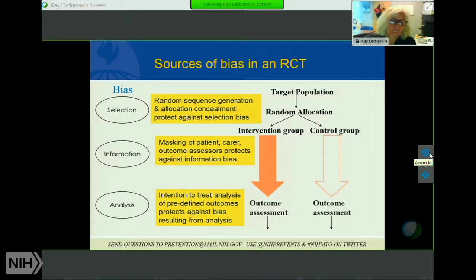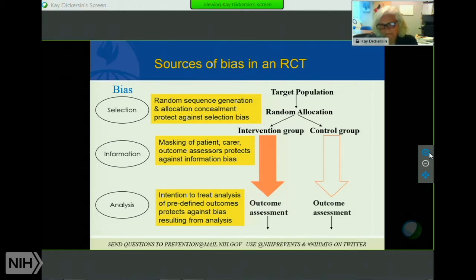And then finally, there can be bias in the analysis. And in randomized controlled trials, we say, well, do intention to treat analysis with predefined outcomes. So don't analyze people in the first analysis by the treatment they actually received, but analyze them by the treatment that they were assigned to.